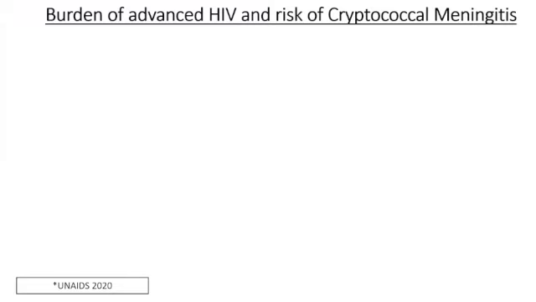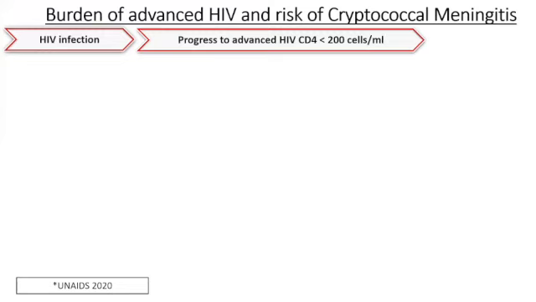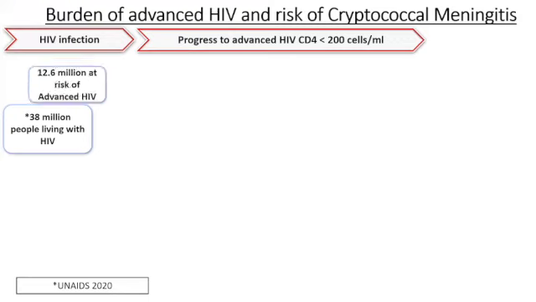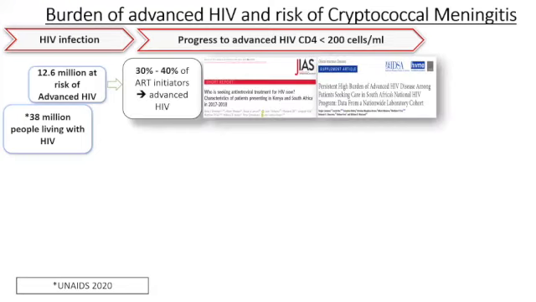So what is the burden of advanced HIV, which is the major risk factor for cryptococcal meningitis in Africa? We all know that following HIV infection, if no treatment is given, there is natural progression to advanced HIV. And when the CD4 is less than 200, that is a threshold where many opportunistic infections occur. So if we look at UNAIDS data of 2020, we find that among the 38 million people who were living with HIV, about 12.6% are at risk of advanced HIV because they are not yet on treatment.